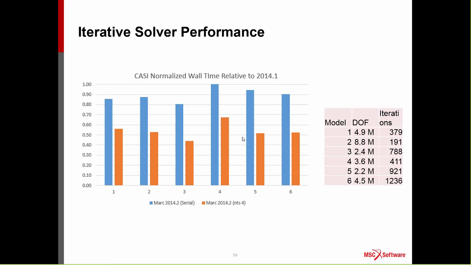Normally we think about parallelization helping bigger and bigger problems. That's true here as well, but what parallelization with the CASI solver really does is help with ill-conditioned problems where we needed a lot of iterations. So the more iterations you needed for the iterative solver, the bigger the improvement gain you will see with the new CASI parallel iterative solver.